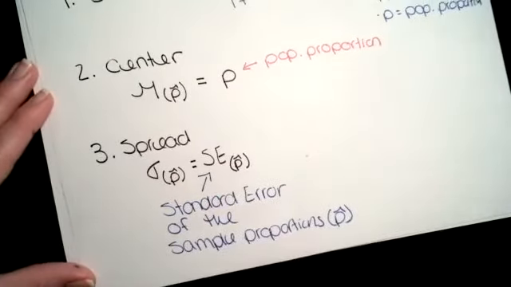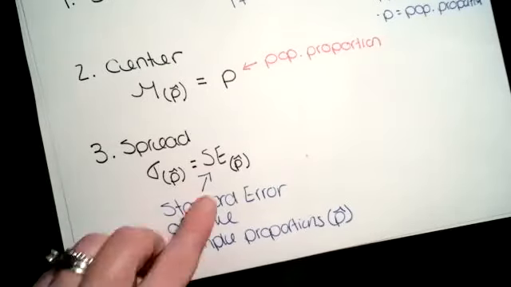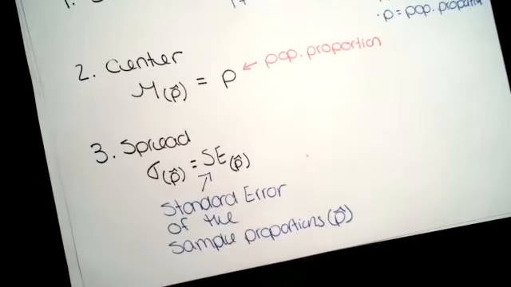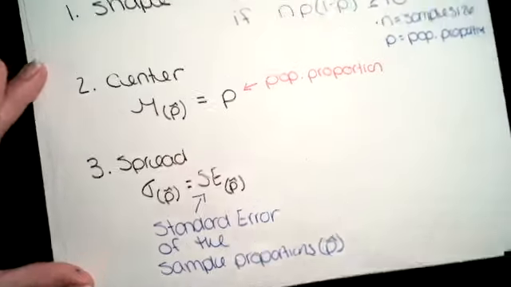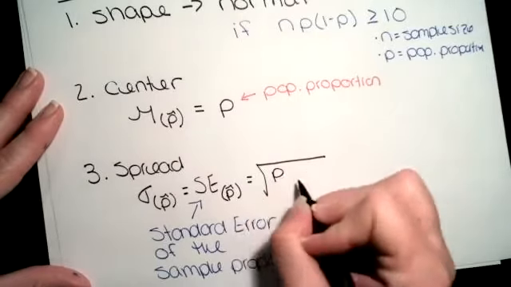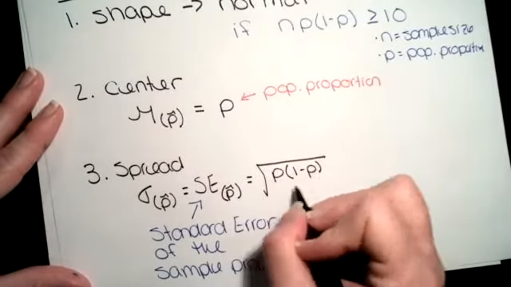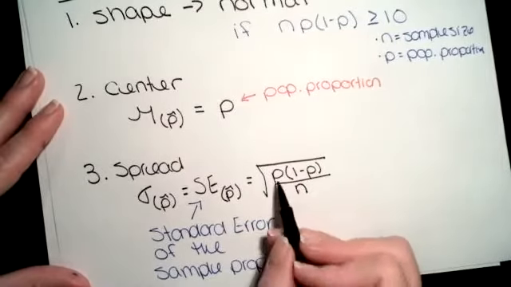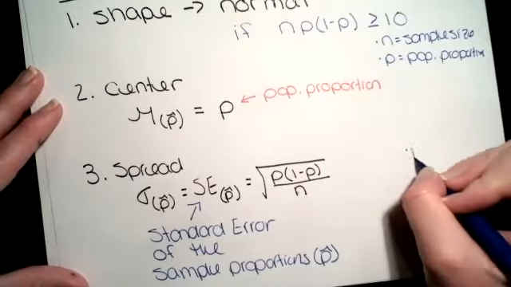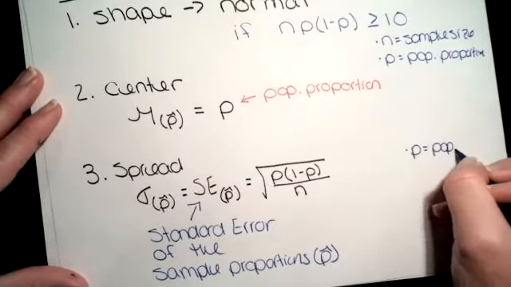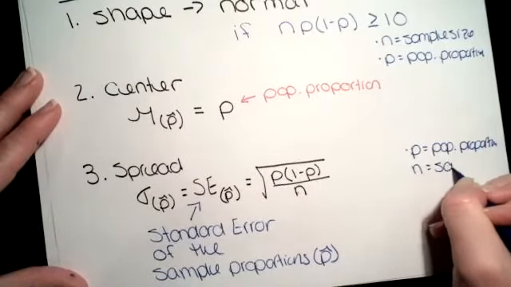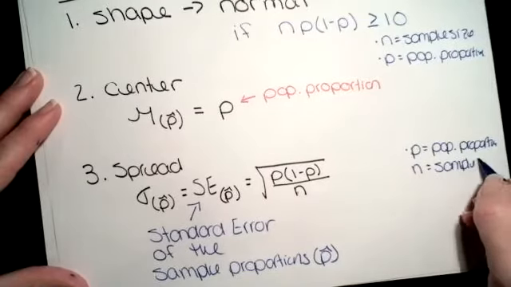Remember last class I put x bar here, and now I'm going to put p-hat because I have something new. So I don't want to just call it standard error. I want to know it's standard error of p-hat. I want to distinguish between the two from last class to this class. And this has a specific formula, just like last class did. It's the square root of p times 1 minus p divided by n. Keep in mind these are lowercase p, so these represent the population proportion, and n represents the sample size. So same as above.